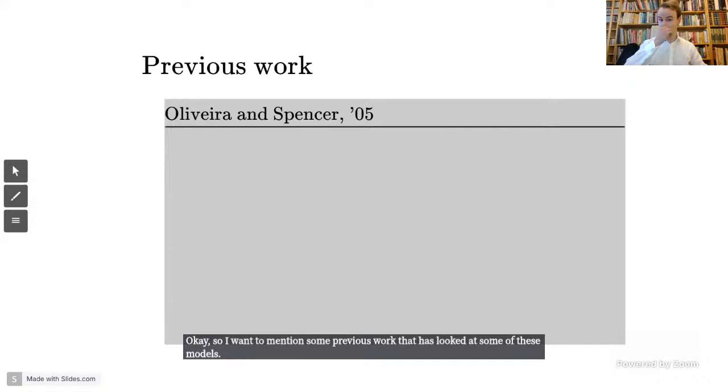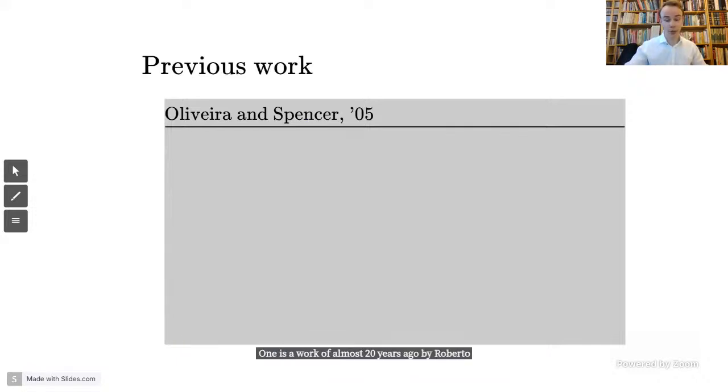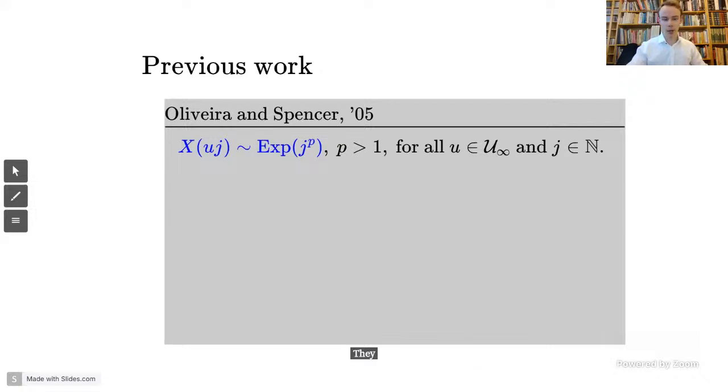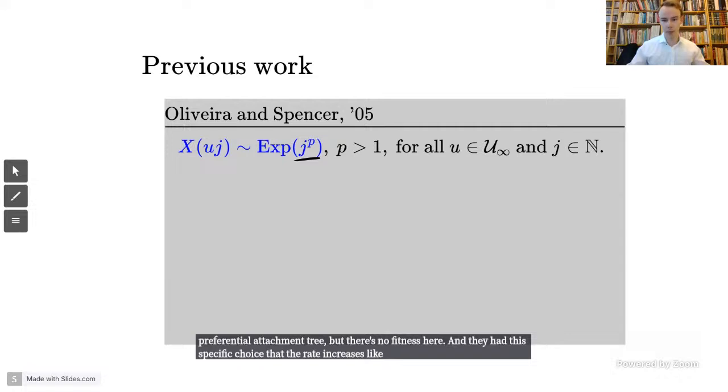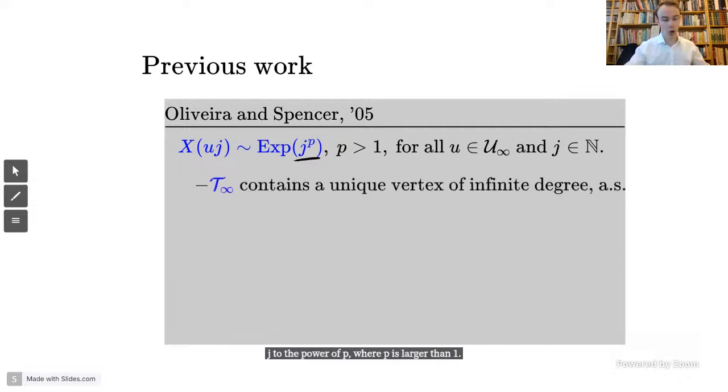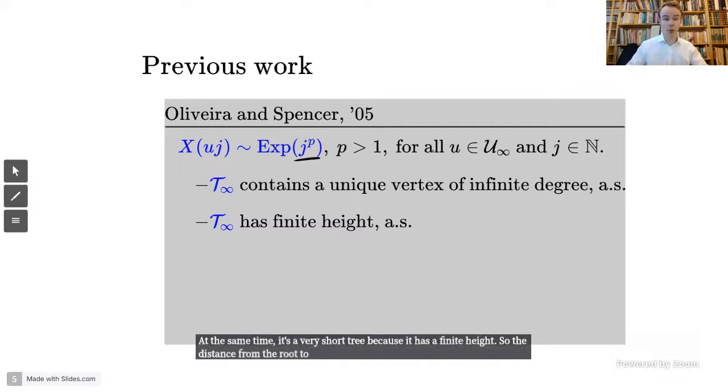One is a work of almost 20 years ago by Roberto Oliveira and Joel Spencer. They considered these interbirth times that were exponentially distributed. So they really were thinking of a superlinear preferential attachment tree, but there's no fitness here. And they had this specific choice that the rate increases like j to the power p, where p is larger than 1. And what they were able to show is that if you look at this limiting infinite tree, it is quite extreme, because even though the tree itself is infinitely large, it contains a unique vertex that has an infinite degree, and all other vertices only have a finite degree. At the same time, it's a very short tree because it has a finite height. So the distance from the root to all leaves is going to be finite, almost surely.